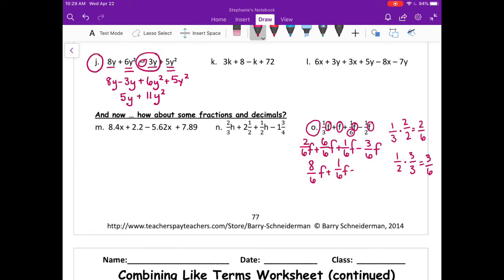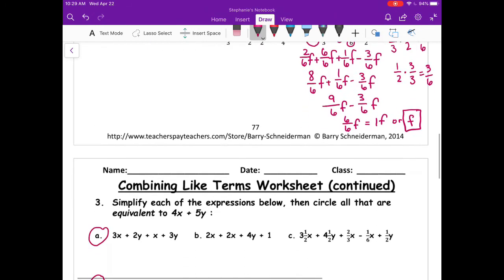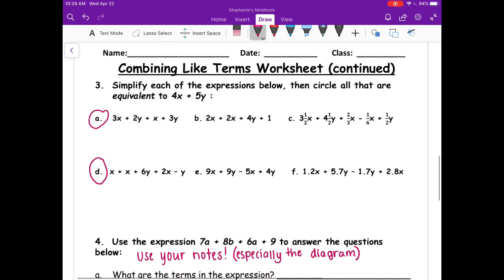I'm going to combine these terms one at a time. I like to do my problems step by step so that I don't get confused. At first I combined 2 over 6 plus 6 over 6, 8 over 6 plus 1 over 6, and then 9 over 6 minus 3 over 6f, which gives me 6 over 6f, or 1f. You could also just write the letter f. Let's move down to number 3.